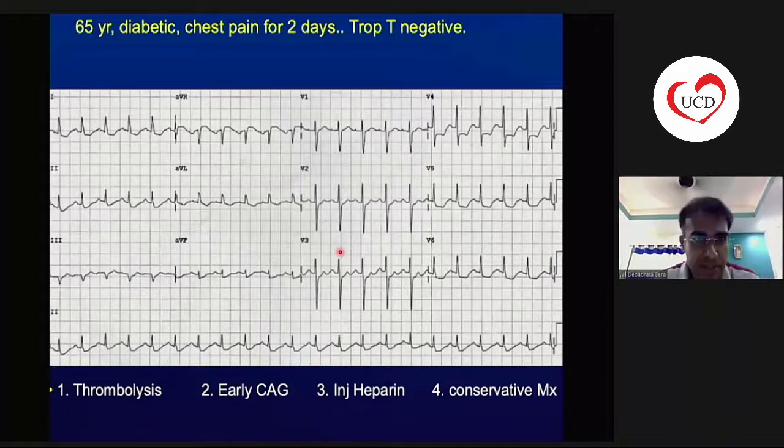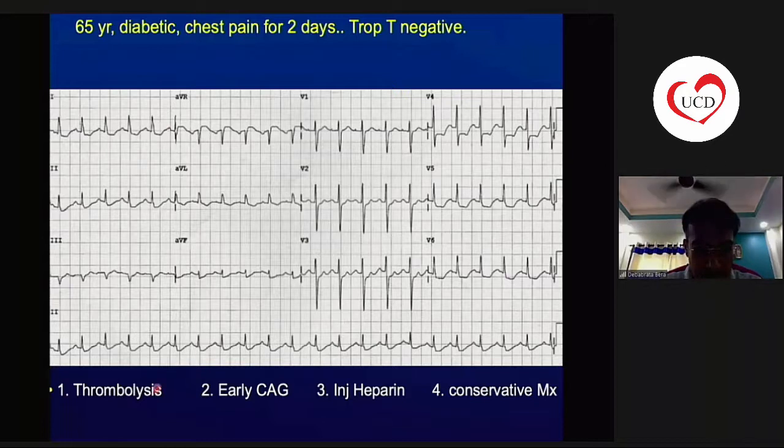Coming to another interesting ECG, which is also a classical one. Let's say a 65-year-old gentleman who is a diabetic and has a chest pain for 2 days. He has come to emergency, his trop T is negative. And this patient again has come in a COVID era, and he wants to go home because otherwise ECG is reported as non-specific STT changes. Shall we send him home, or shall we try for a thrombolysis or an early angiogram or an injection heparin?